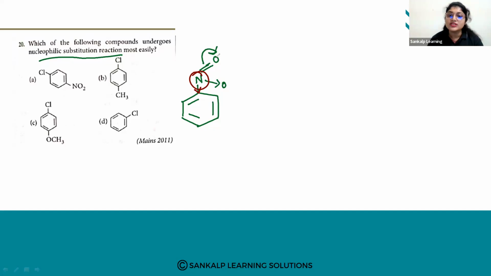Understood? As oxygen is a highly electronegative atom, it will pull the electron density from the double bond towards itself. As a result, this nitrogen becomes electron deficient, so it pulls the electron density from the ring. So there is the presence of what? It becomes the minus R effect. Minus R effect means it is due to the resonance effect.